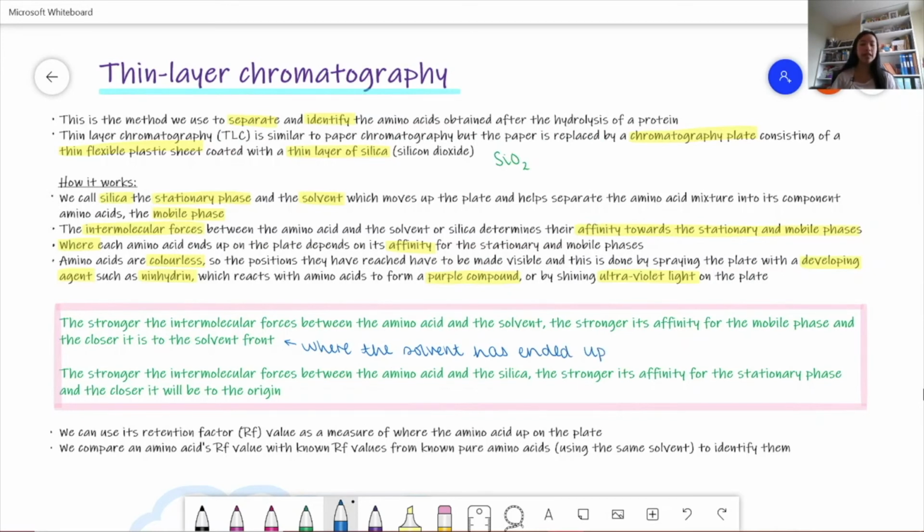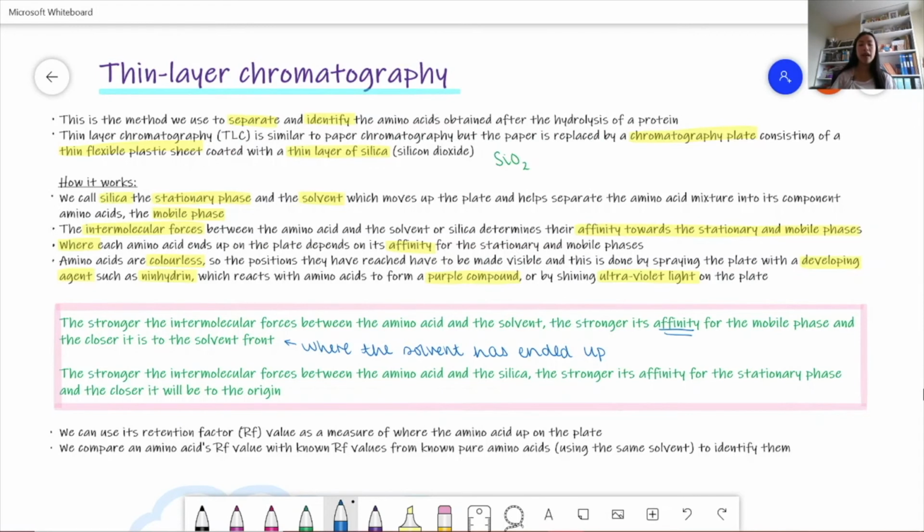So the word affinity just means basically its attraction to which phase. So in this case, it's a stronger affinity for the mobile phase because the solvent is what we call the mobile phase. Basically, it's the phase that always moves, compared to the silica, which is the stationary phase because it's not moving.